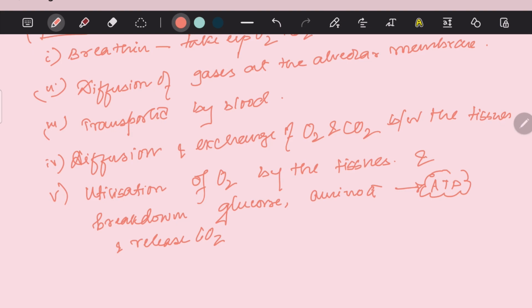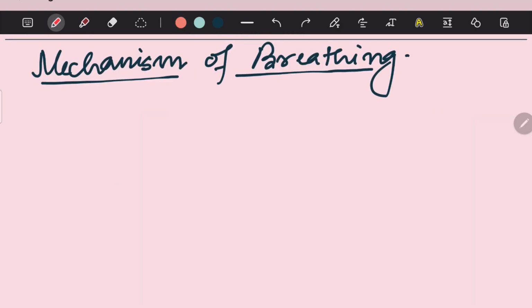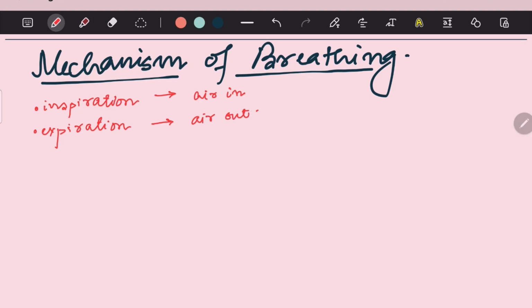Now, let us move to the next topic of discussion, that is the mechanism of breathing. If we talk about breathing in particular, it has two stages. First is inspiration, during which the air is drawn in, and secondly is expiration, during which the air is released out. Now, the movement of air into and out of the lungs is carried out by creating a pressure gradient between the lungs and the atmosphere.